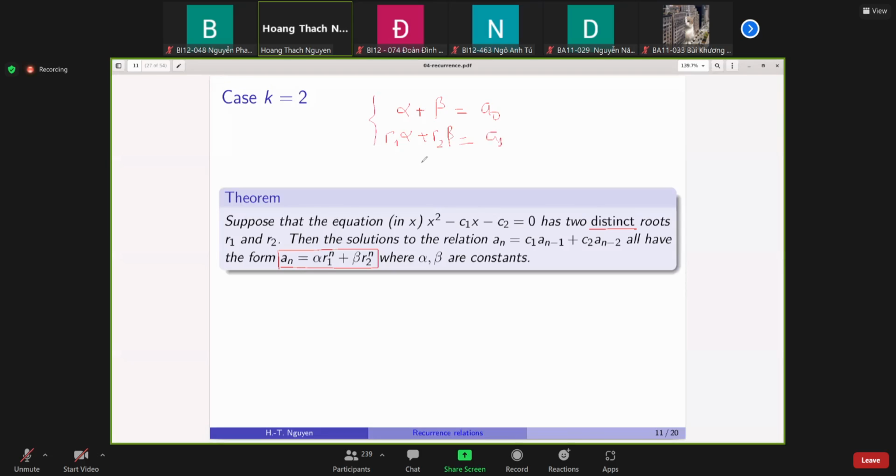So normally, if R1 is different from R2, then you know that this system has a unique solution, because the determinant of this system is the matrix with rows 1, 1 and R1, R2. So if R1 is different from R2, then this is non-zero, and you know that there is a unique solution.